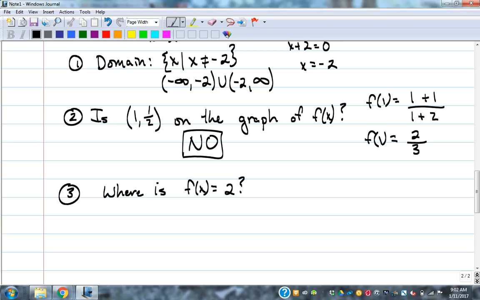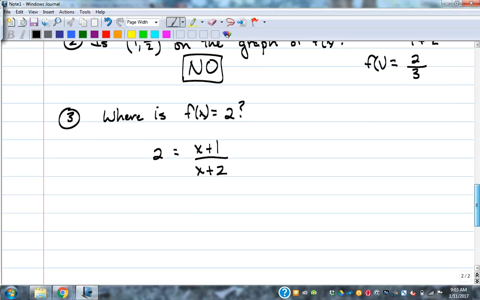How could you find that? Okay, so you're saying 2 is equal to x plus 1 over x plus 2. Well, that's an equation. How do we solve that? Anybody remember from Algebra 1 how to solve that?